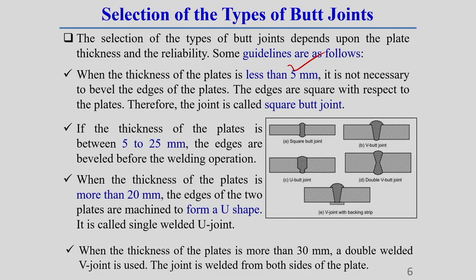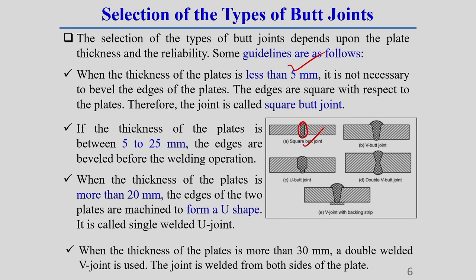In some design books, there is a general rule. You will find that when the plate thickness is less than 5 millimeter, then generally no edge preparation is required. So, in the first example, in figure A, no edge preparation is required. That means we are using a square edge preparation, and whatever welding we do here is generally called a square butt joint.